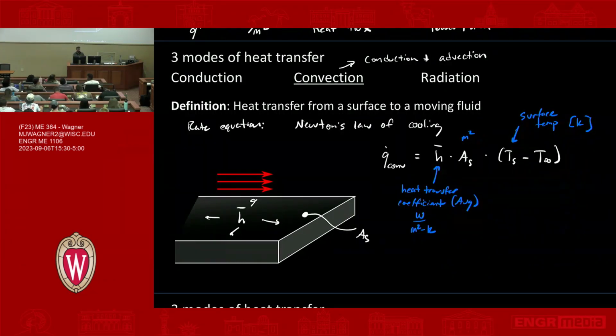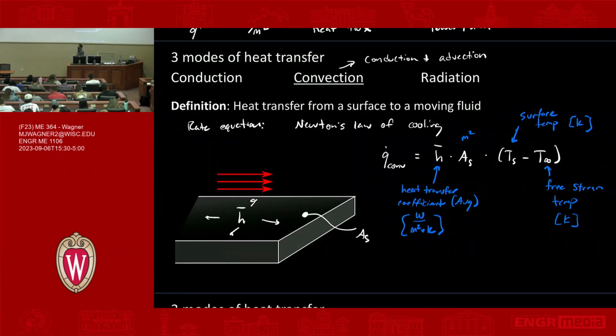Sorry, so it's a dot. Any units that I write with a dot just means you're multiplying them. There are no subtracted units as far as I'm aware. So this would be meters squared dot Kelvin. And then T infinity, this is what we call the free stream temperature. Again, that's going to be units of Kelvin.